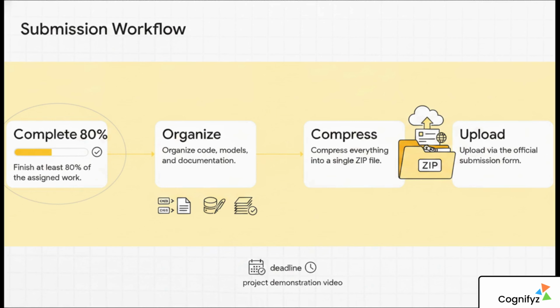First, per the onboarding guidance, you must complete at least 80% of the assigned work for your chosen 3 tasks. Second, meticulously organize your source code, notebooks, any trained models, and your documentation. Third, compress it all into one single zip file. And fourth, upload that zip via the official submission form before your deadline. Keep in mind, projects are evaluated on accuracy and completeness. Oh, and just a quick note, according to the instructions, submitting a project demonstration video is purely optional.